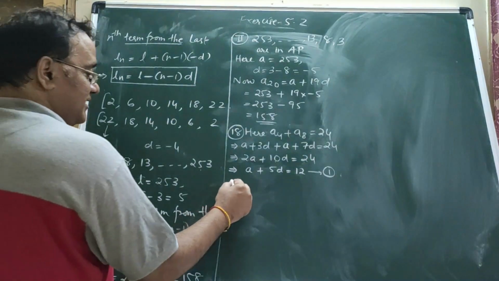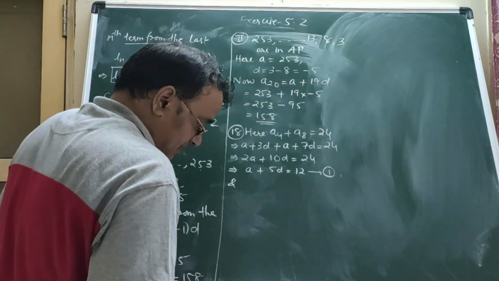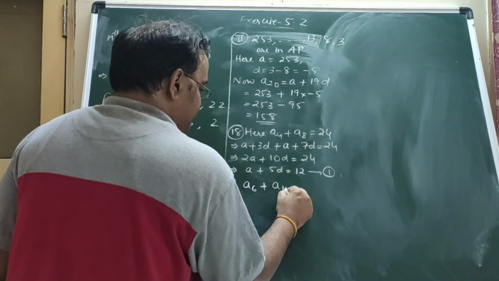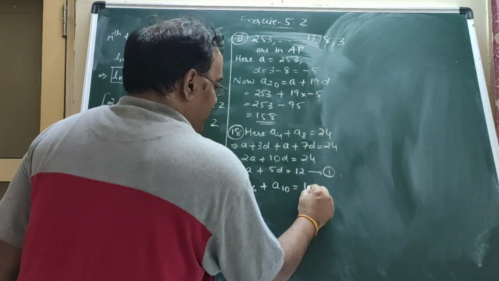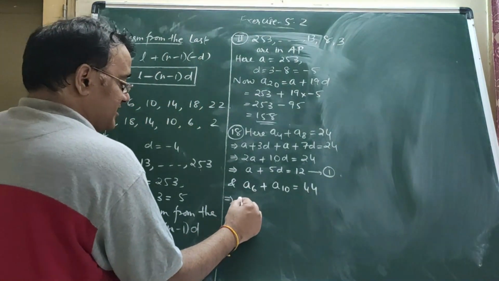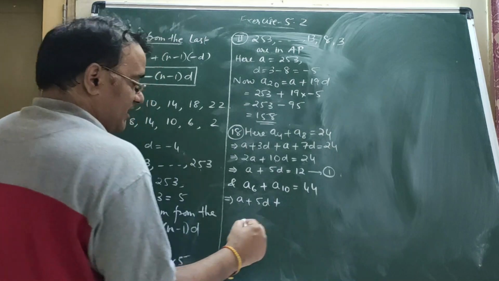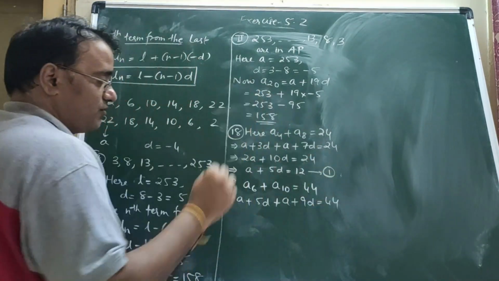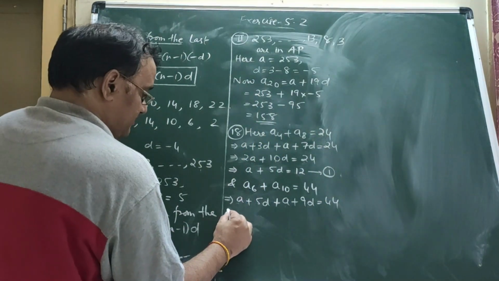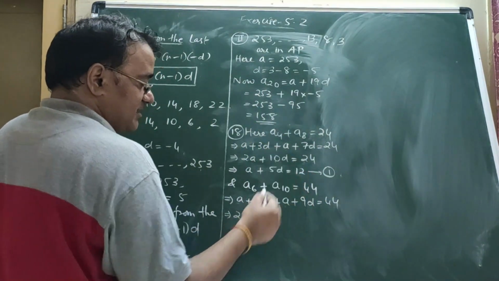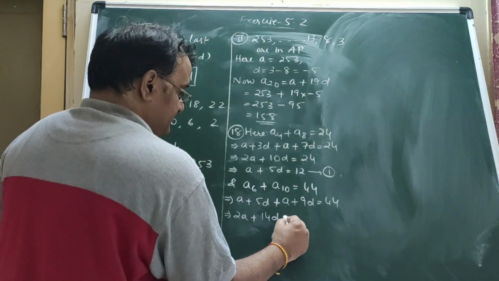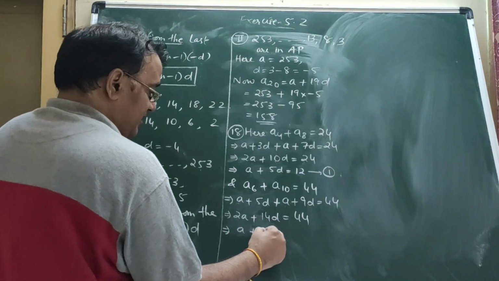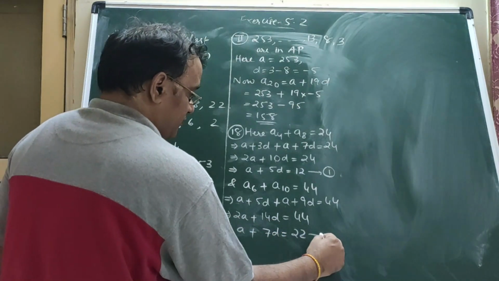Okay, and second sum is given, sixth term and the 10th term. Total sum is given 44. So sixth term को कैसे लिखेंगे? A plus 5D और 10th term को कैसे लिखेंगे? A plus 9D and this is equals to 44. So A plus A will become 2A, 5D plus 9D will become 14D. Here also we'll divide all the terms by 2. तो यहाँ पर हो जाएगा A, यहाँ पे 7D and here 22.